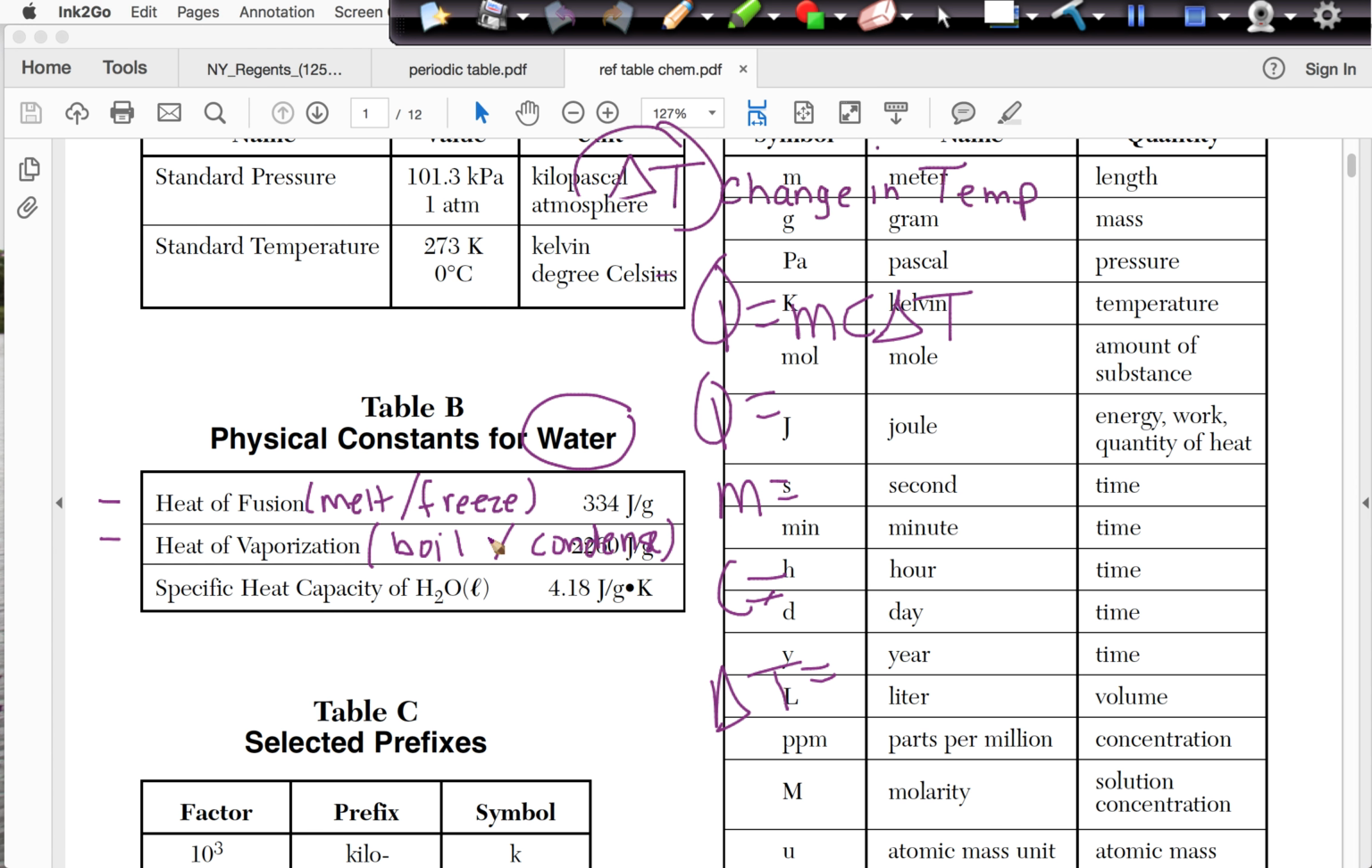or condensing, which is another phase change, and specific heat capacity, which we will use when there is a delta T. So heat of fusion is with Q equals mHf. Heat of vaporization is with Q equals mHv. Specific heat capacity is 4.18 joules per gram times Kelvin.